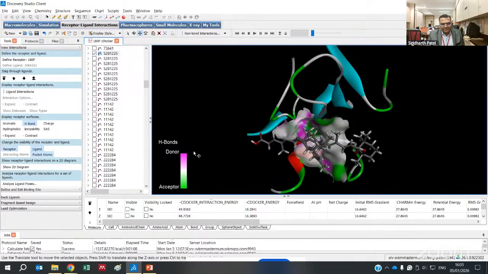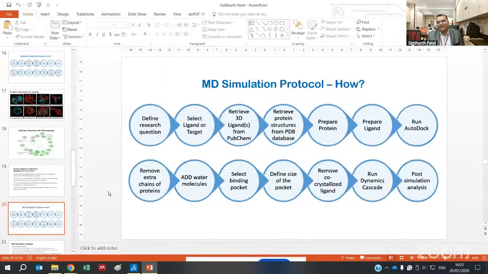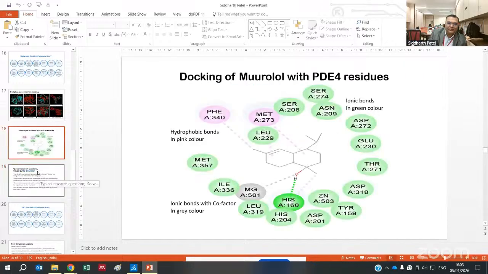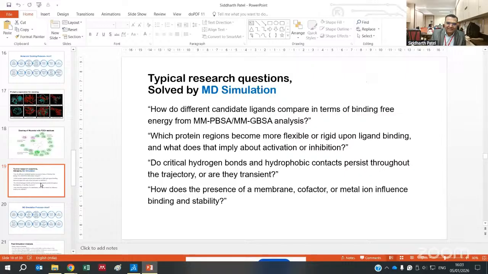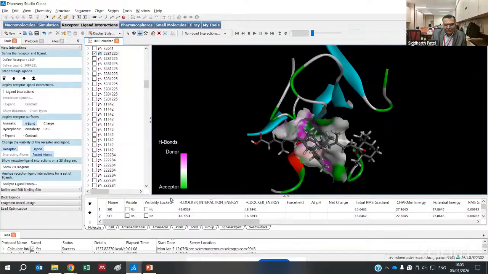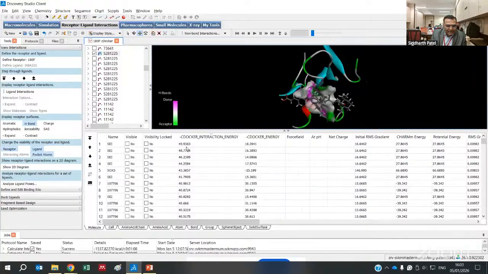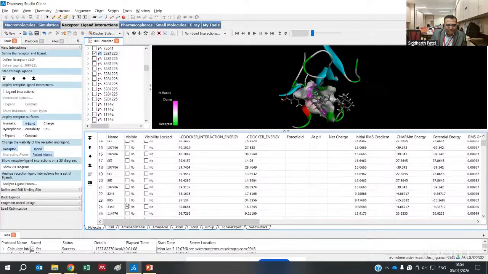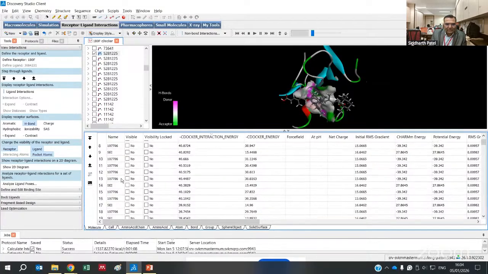So this is a small idea about molecular docking. Now coming to MD simulation. The simulation will happen with top molecules. Like here, you have seen that there is a top molecule SEI and 107706. These are the two molecules. SEI is a co-crystallized molecule, and the second molecule will be this one, 3348. So these are the two best molecules we can use for the simulation studies.